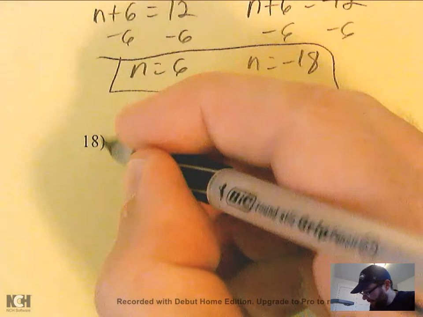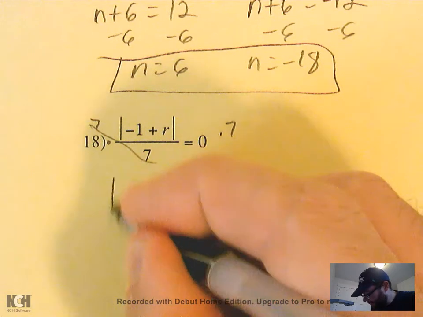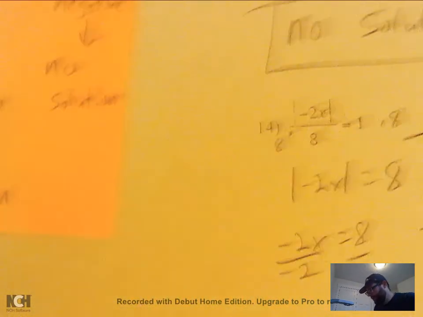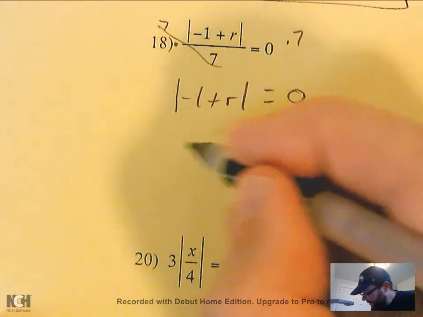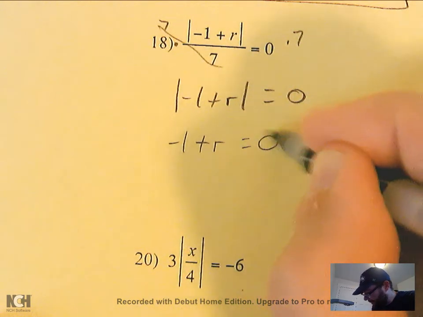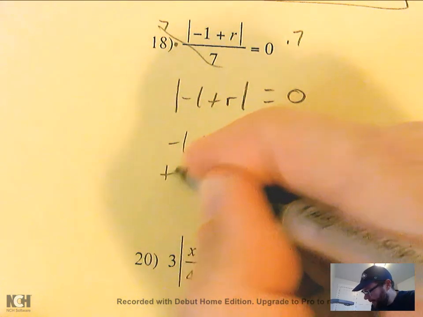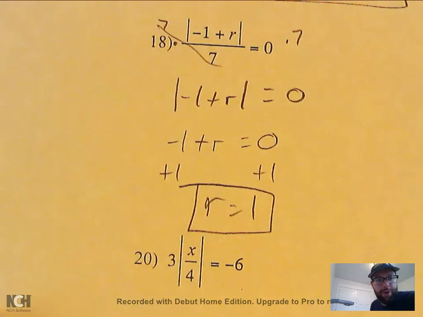Okay. Next one, we have a 7 dividing, so we have to multiply by the 7 first. And 0 times 7 is still 0, so absolute value of negative 1 plus r is equal to 0. So if we're equal to 0, 0 is a 1 solution, so you just drop the absolute value and solve. So we're going to get rid of our absolute value lines. Negative 1 plus r is equal to 0. 0 is already on 0, so there's only one possible answer. And to find it, we would just add 1, right? So r would equal 1. And that is my one and only answer. Loneliest number indeed.